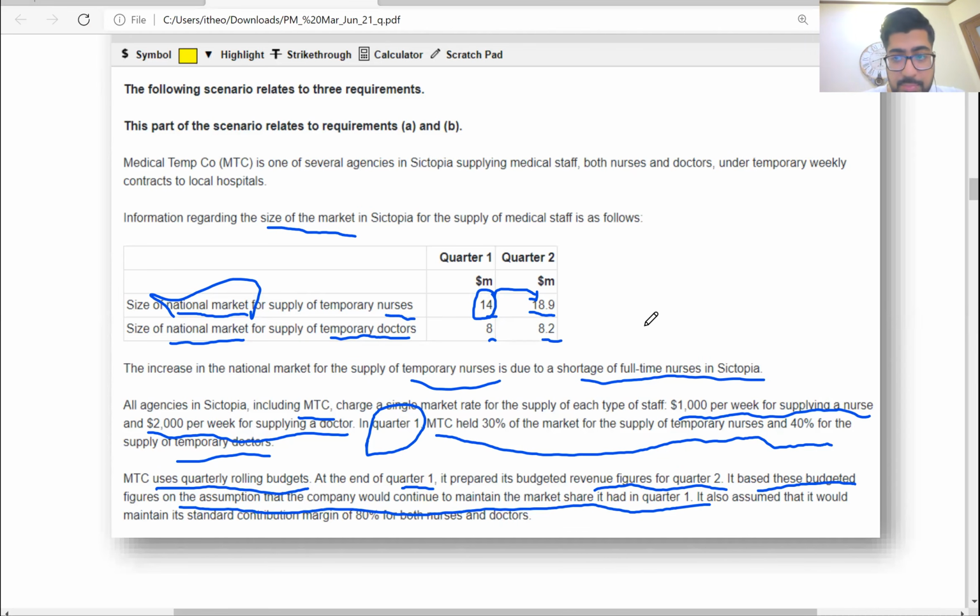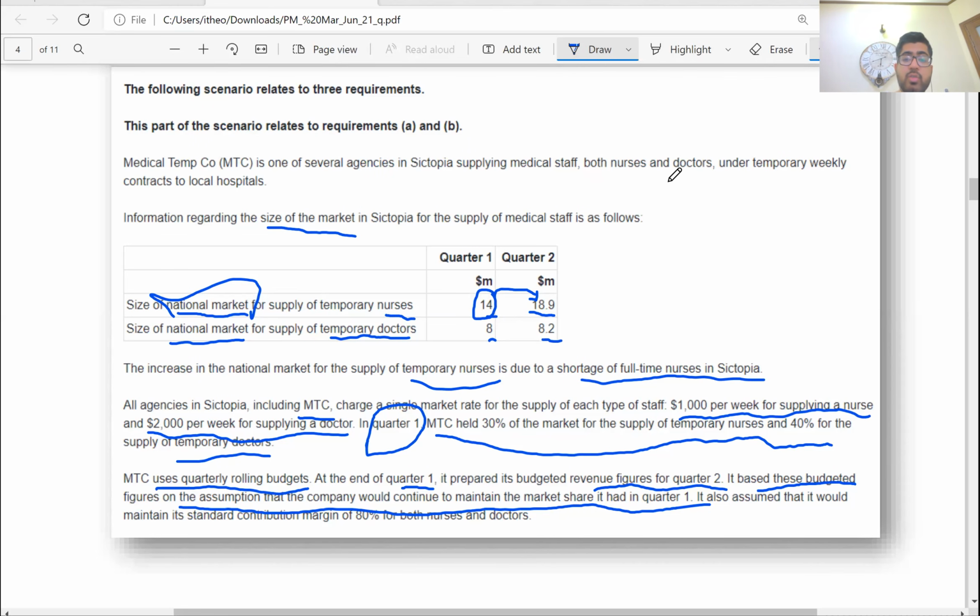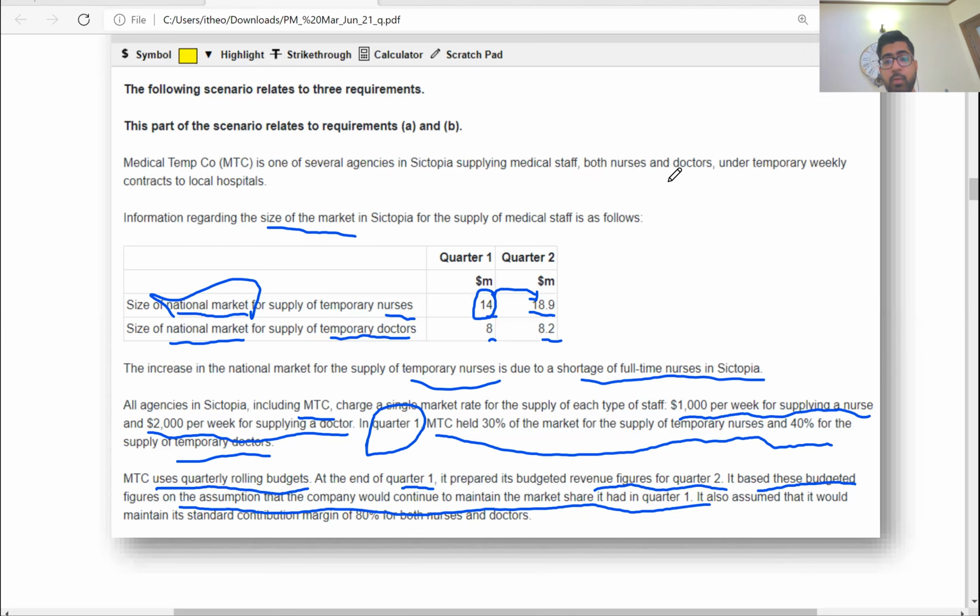Pay attention. Repeating this paragraph again, MTC uses quarterly rolling budgets. At the end of quarter one, it prepares budgeted revenues for quarter two. This is a very important paragraph as well. Please pay attention. It states that MTC uses quarterly rolling budgets. At the end of quarter one, it prepares its budgeted revenue figures for quarter two. It based these budgets on the assumptions that the company would continue to maintain the market share it had in quarter one.